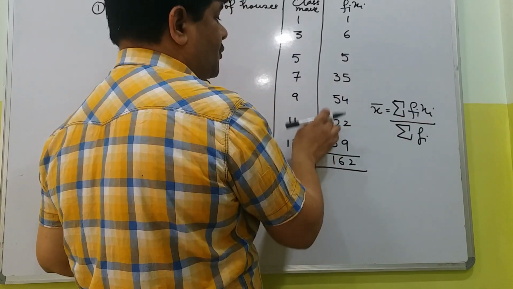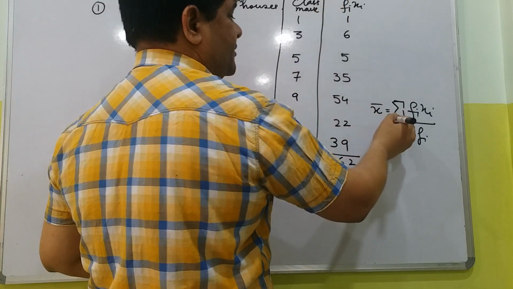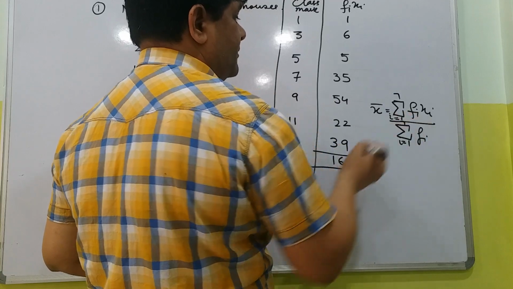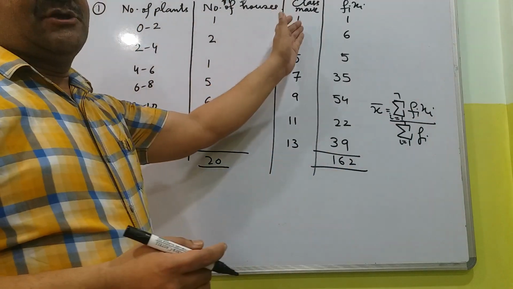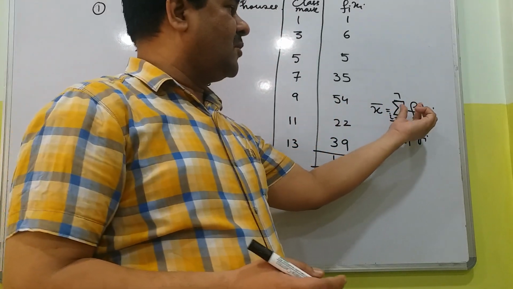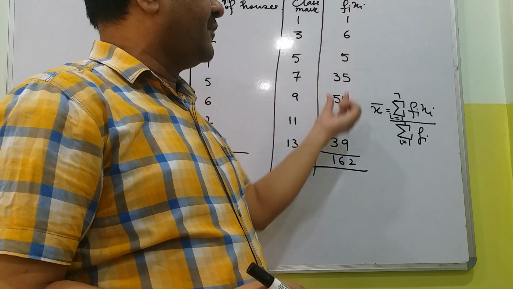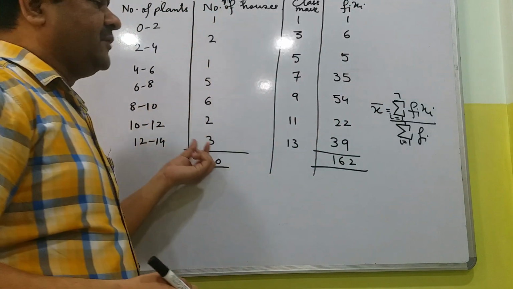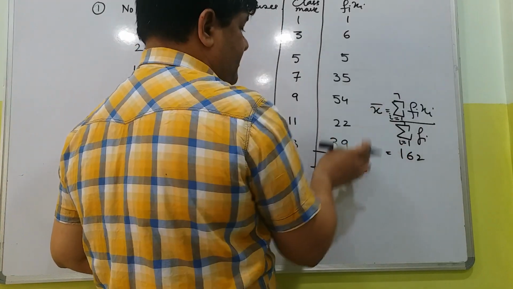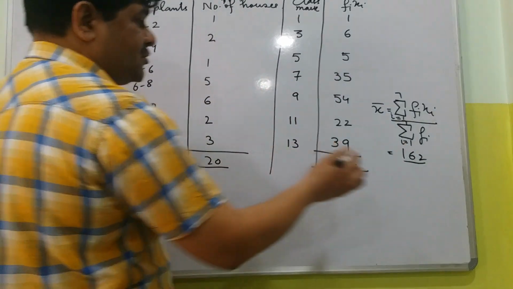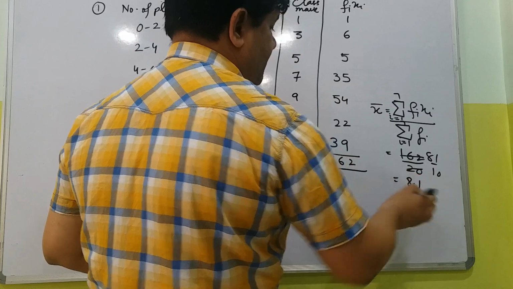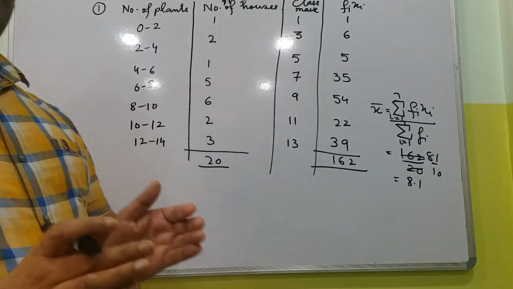So there are 1, 2, 3, 4, 5, 6, 7 observations, so we will write i from 1 to 7. It is like this: F1 x1, F2 x2, F3 x3, like this. The sum of all the products Fi xi goes here, and the sum of all the frequencies goes here. Ultimately the total sum here is 162 and here it is 20. So the answer comes out to be 8.1. So this is the first method for calculating the mean.